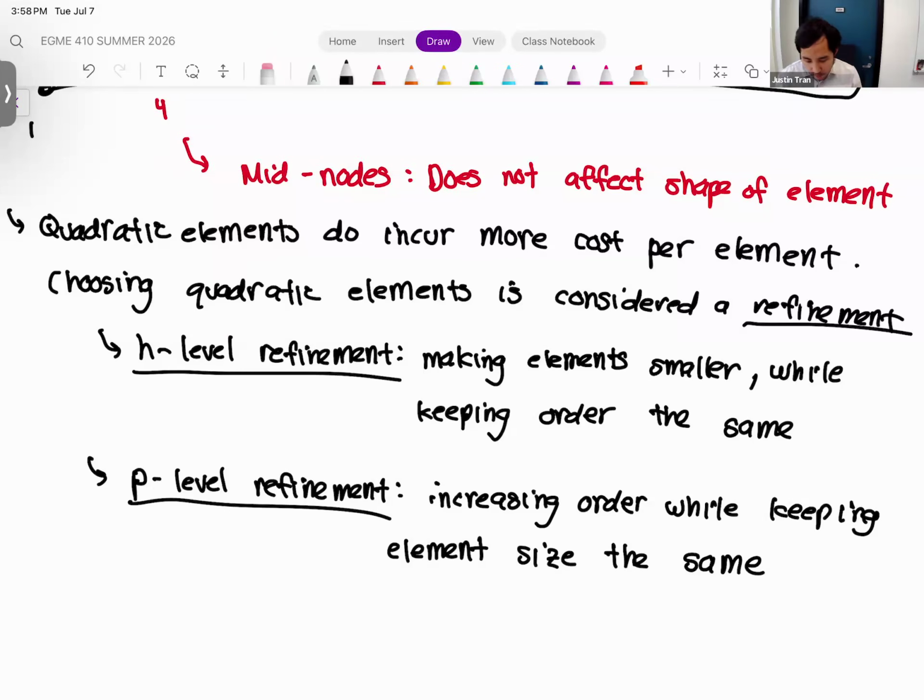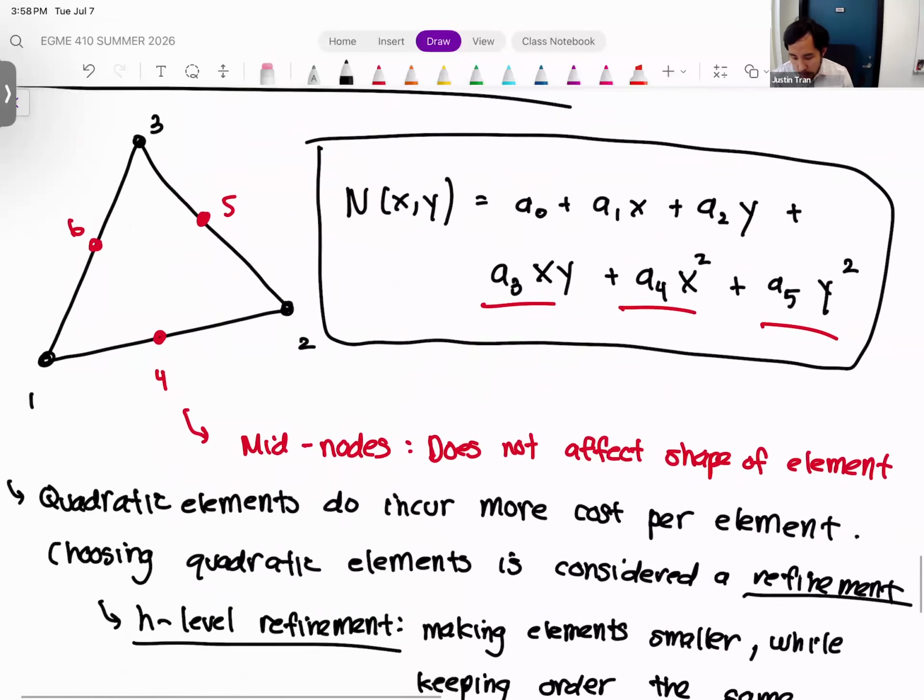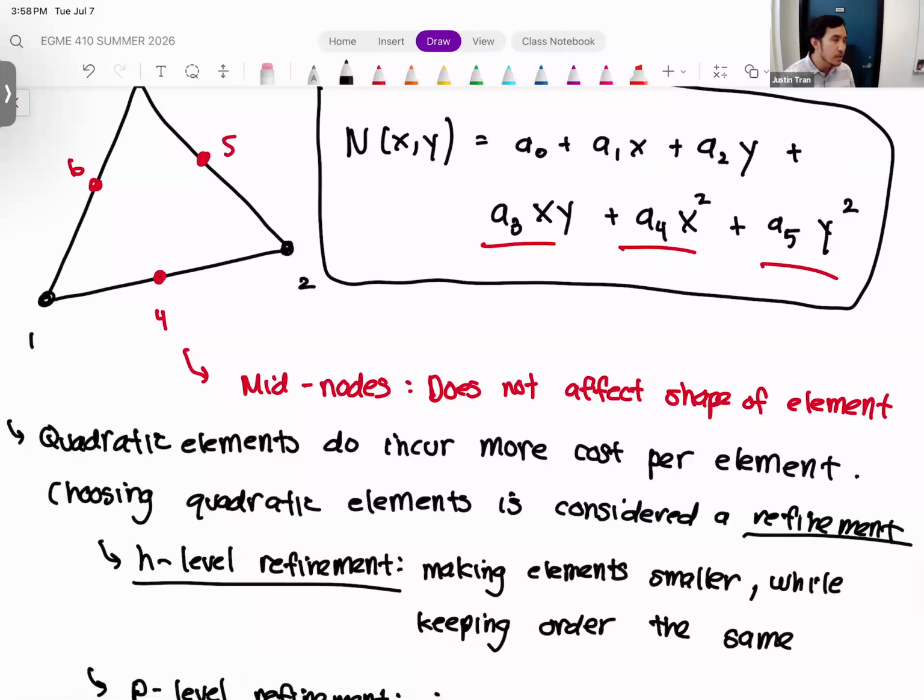Okay. So moving from a linear triangle to a quadratic triangle, we are expected to get better accuracy just by the addition of those additional terms. Okay. All right. Any questions on this?